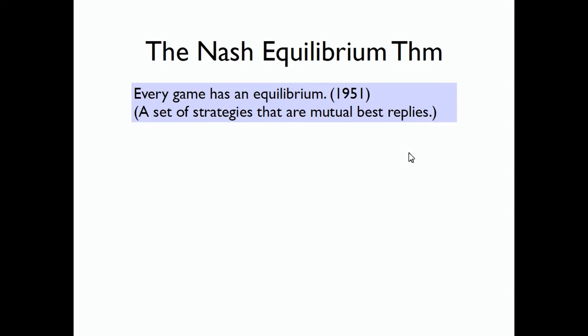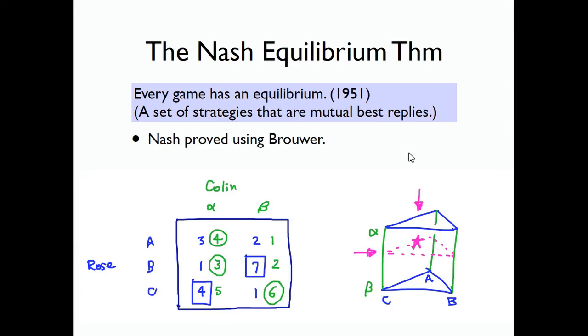Okay, so the nifty thing is he proved this. He actually proved it originally using something called the Kakutani fixed point theorem, but then a year later realized it can actually be proved using the Brouwer fixed point theorem. And I'm not going to show you how.